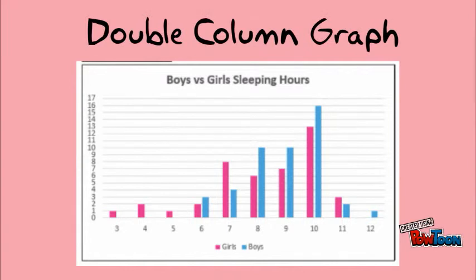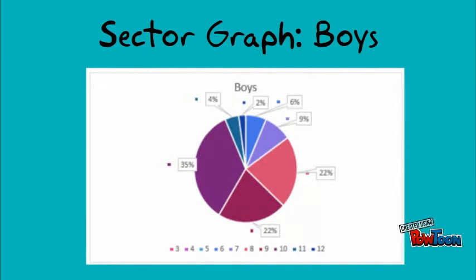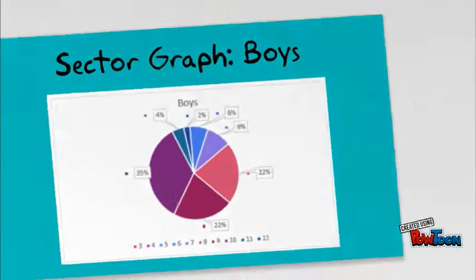The double column graph is similar to the stem and leaf plot, as well as the dot plot, as it is an appropriate data representation of how many hours of sleep both boys and girls get on a school night. The columns can make the graph more easily readable, as well as compare both boys and girls in the same graph. Although the sector or pie graph shows all the data, it could only show girls or boys in a graph and not collated together.